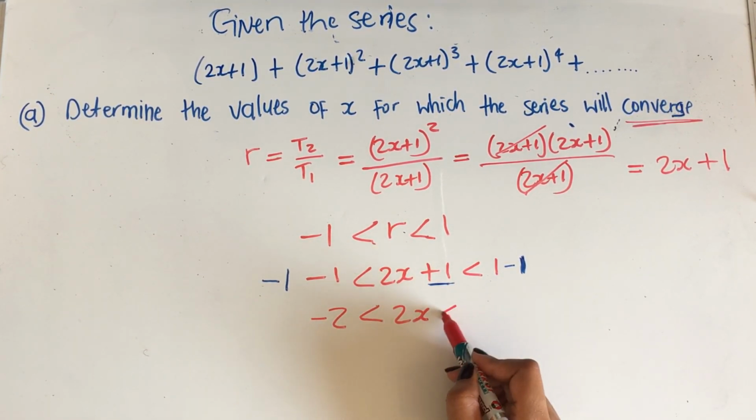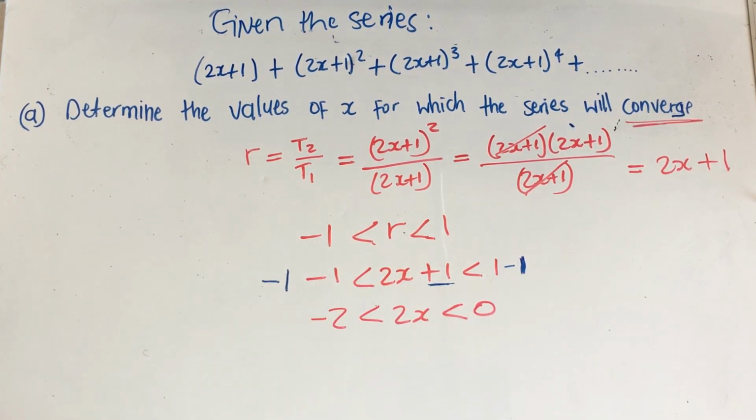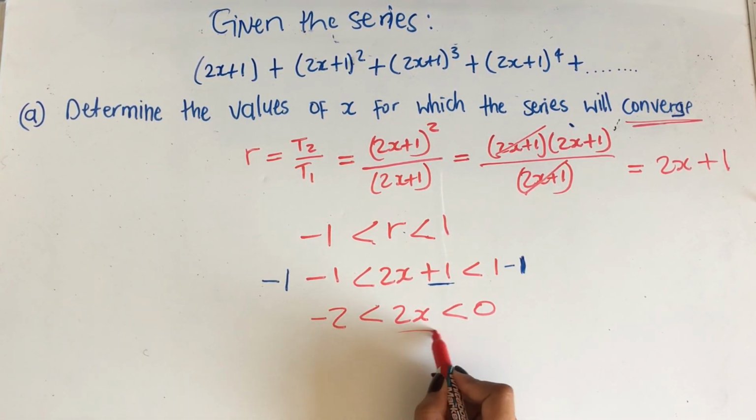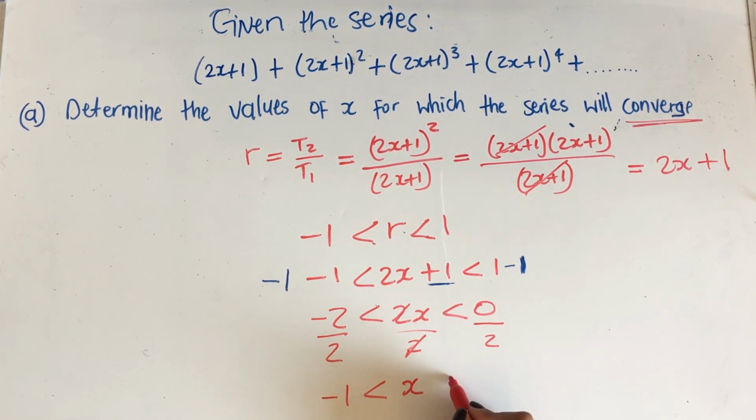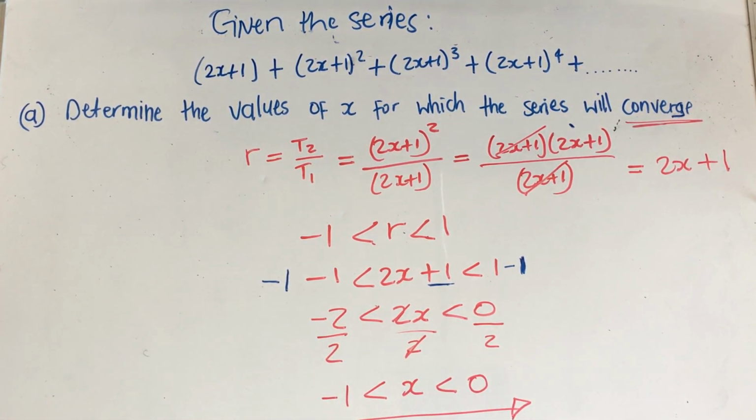2x. And then we are left with 1 minus 1, which gives us a 0. And then from here, we're just going to divide by 2, divide by 2. This 2 will cancel that 2, and we're left with negative 1 less than x less than 0. So now this is your final answer. For which values of x will the series converge? The series will converge for the values of x that are less than 0 but greater than negative 1.